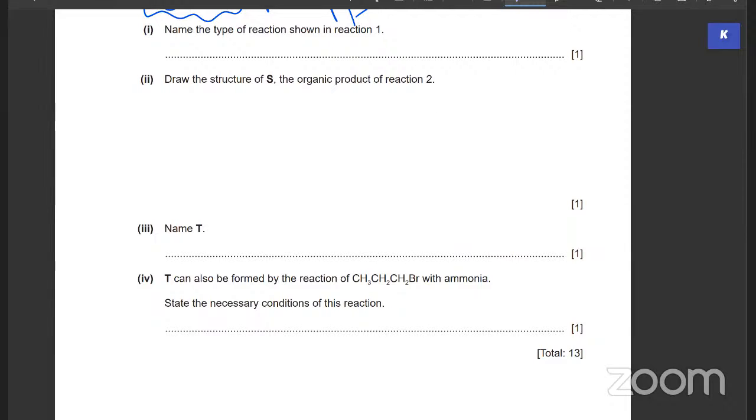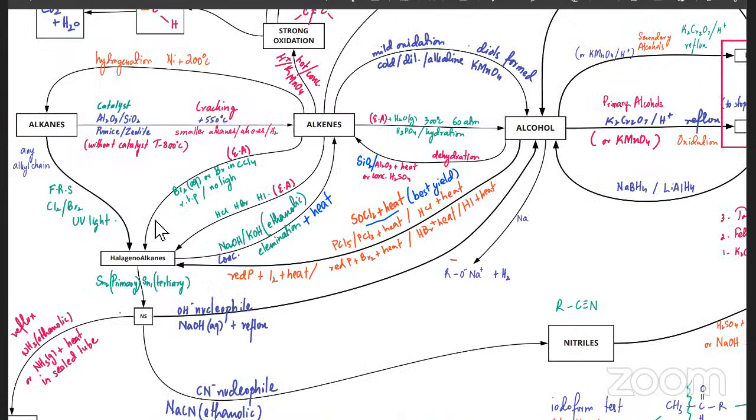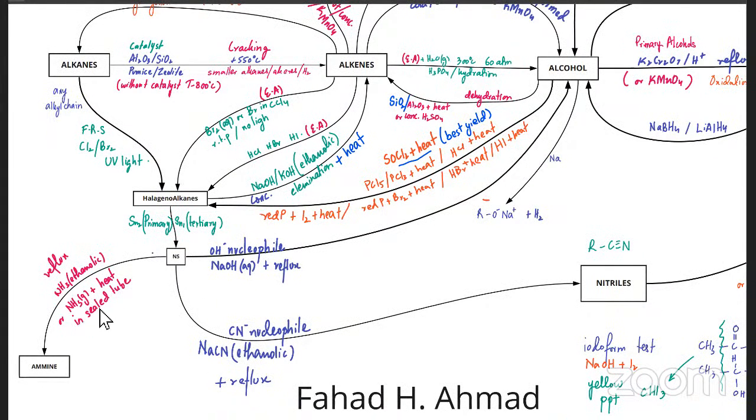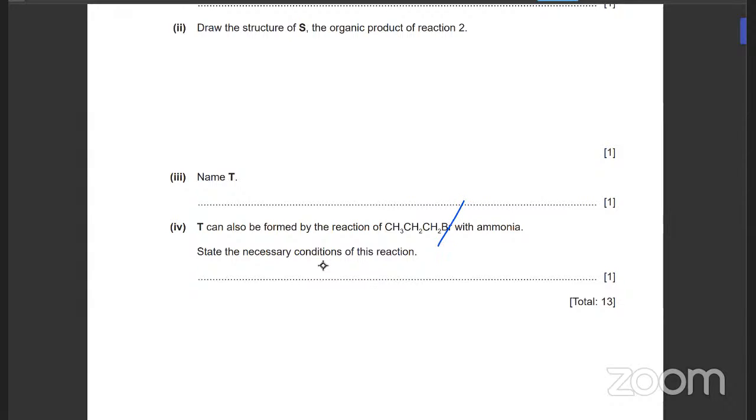So which reaction is this? This is this one. When you have a halogenoalkane, if you want to replace the halogen with ammonia or amine, you add NH3 gas plus heat in a sealed tube, or a reflux with ethanolic NH3. That's what you're going to do. So this is the condition over here. You want to get rid of the Br and put an NH2 in its place. So let's go with ethanolic NH3 and reflux.